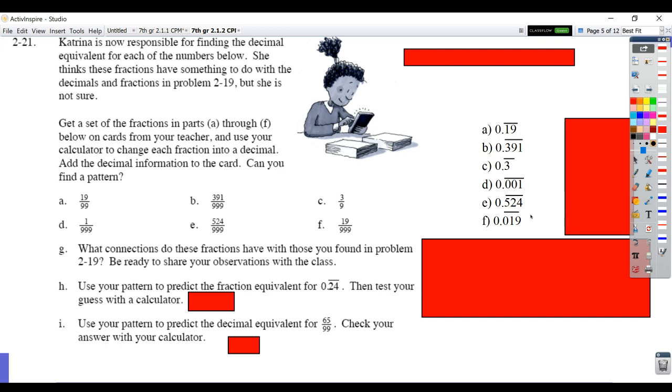Again, mathematics has an inherent pattern. So based on that pattern, they want to see if you can figure out what would be the fraction equivalency for this, and then what would be the decimal equivalency for this. So that's what they're looking for to understand there. So again, look these over, pause the video if you need to, and see if you can find the connections there.